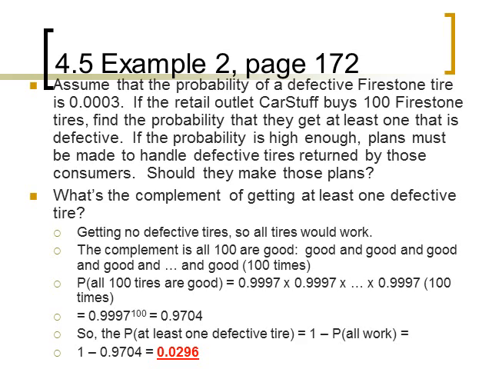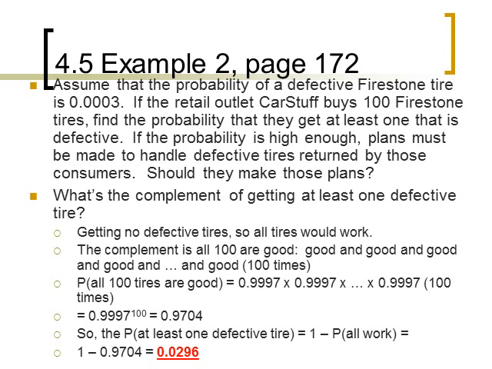Now, since we're dealing with a shipment of 100 tires, then the complement would be that all 100 tires are good. So in verbal terms, that would be the first tire is good, and the second tire is good, and the third tire is good, and the fourth, and so on 100 times. So what do we do when we see the word and? Well, that's multiplication. And so we would have to multiply 100 times all of those probabilities.